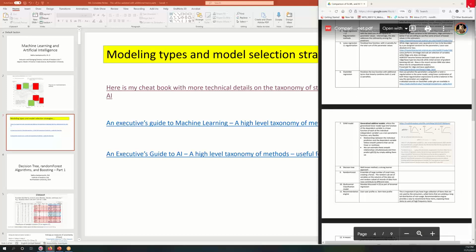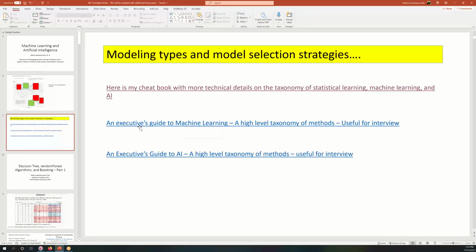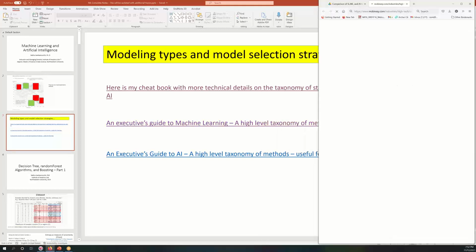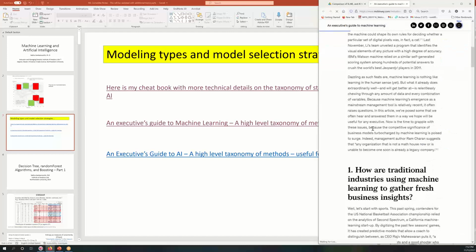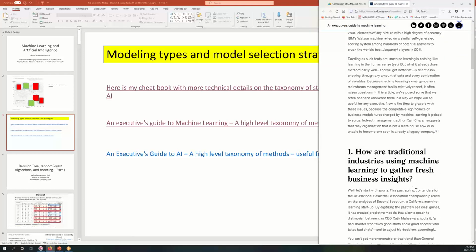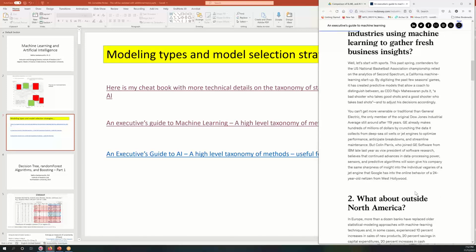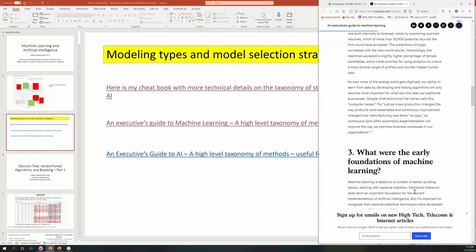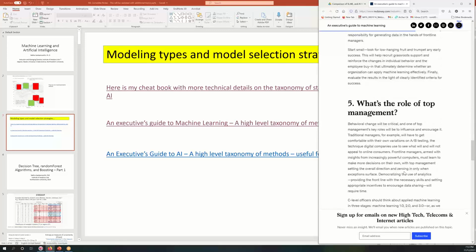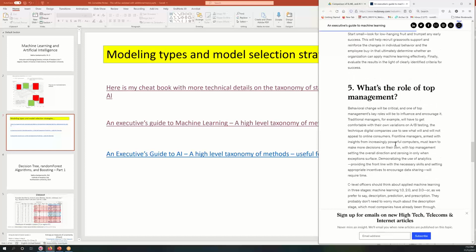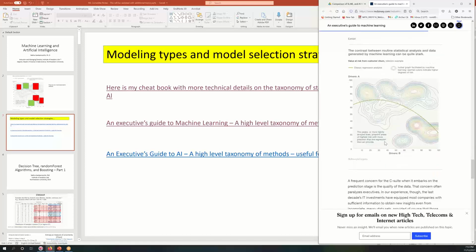Okay. That's one thing. The other thing I want to talk to you about is an executive's guide to machine learning, a high-level taxonomy of methods useful for interviews. Okay, so let's click on that one and see what we get. So here is that one. I would like you to read this one. It's beautifully written. How are traditional industries using machine learning to gather fresh business insights? What about outside North America? What were the early foundations of machine learning? What does it take to get started? What is the role of top management? And here is that picture.